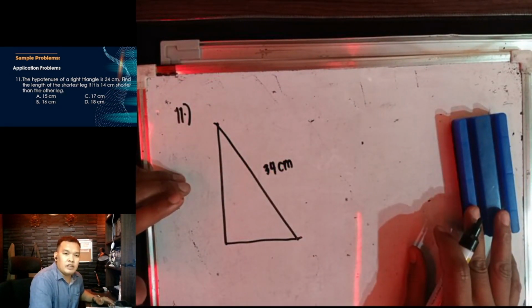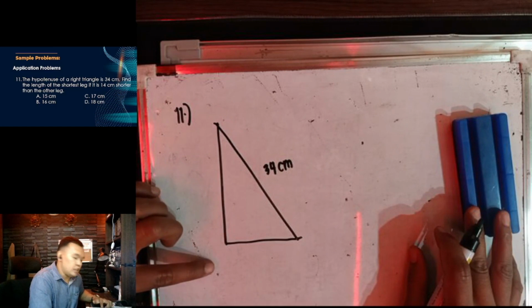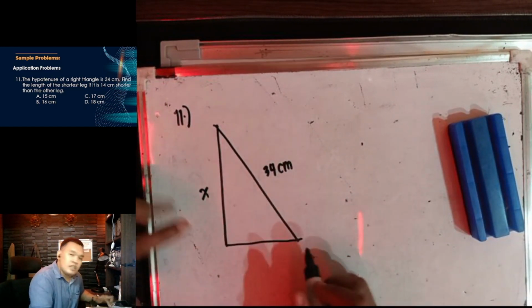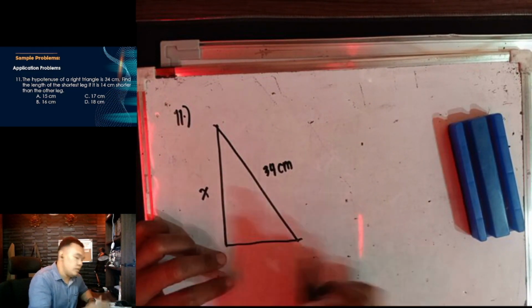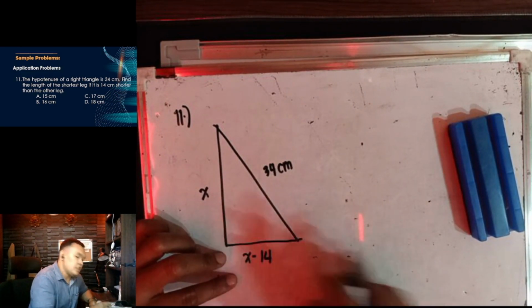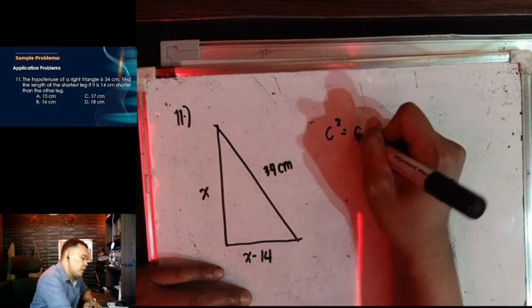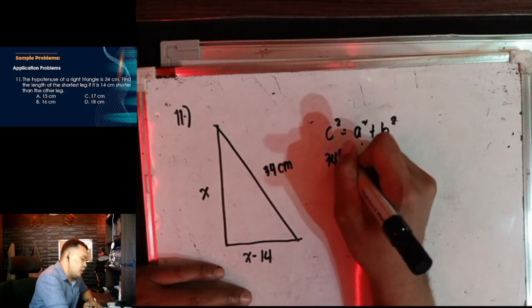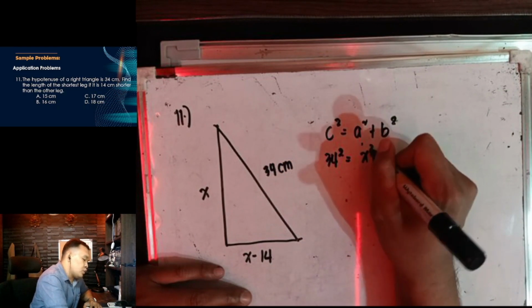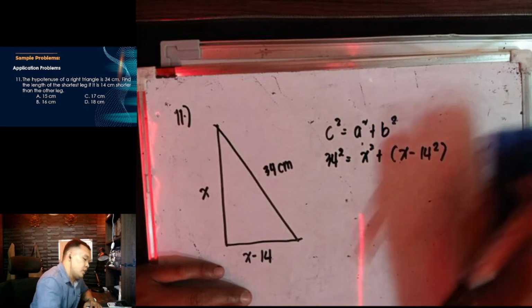Then, find the length of the shortest leg if it is 14 cm shorter. So, ibig sabihin, kung ito si x, yung longest side natin, so ito is 14 cm less. So, ito ay x minus 14 cm. Then, we could use the Pythagorean theorem, which is c squared is equivalent to a squared plus b squared. So, c squared, 34 squared, is equivalent to x squared plus (x minus 14) quantity squared.